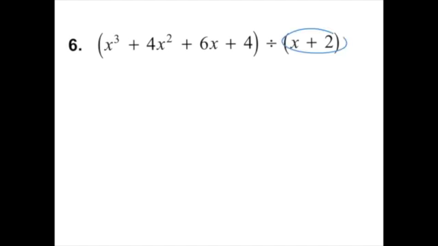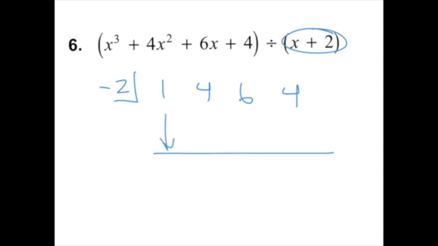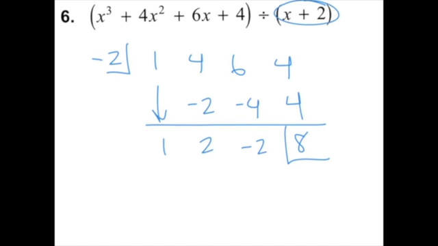But basically, what makes our divisor 0 is a negative 2. So negative 2 will go in the corner. We write all the numbers without the variables. Drop down our first number, 1. 1 times negative 2 is negative 2. 4 and negative 2 is 2. 2 times negative 2 is negative 4. 6 and negative 4 is negative 2. Negative 2 and negative 2 is 4. 4 and 4 is 8. And that serves as our remainder.